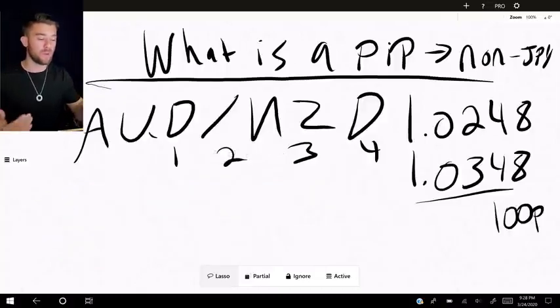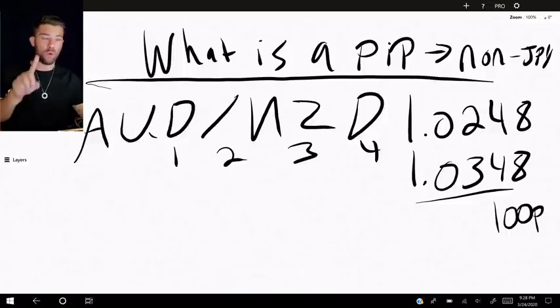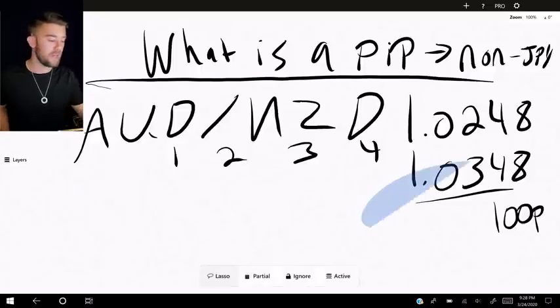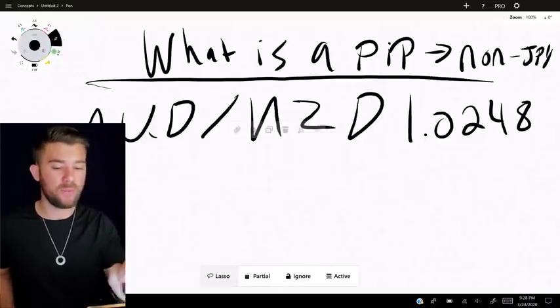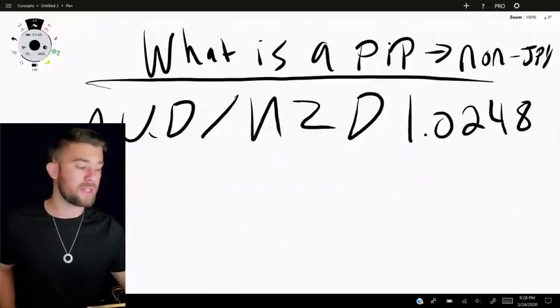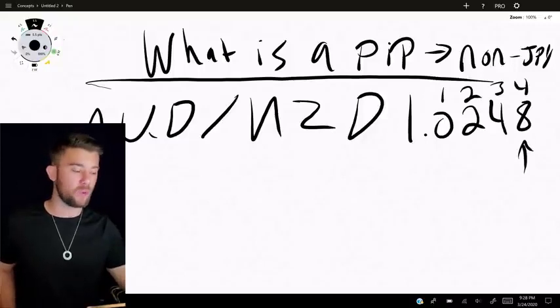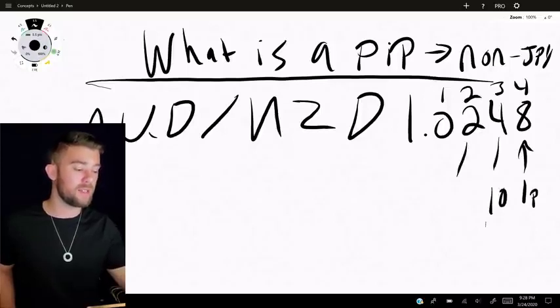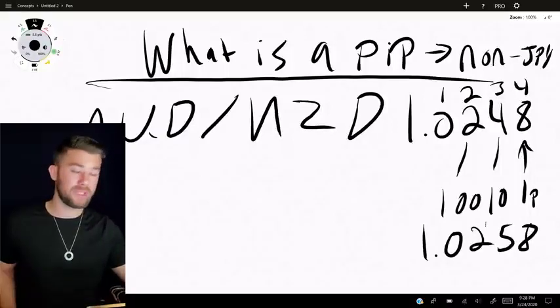And remember, the way we're looking at this is our pip, our 1 pip, is the fourth decimal place away from the decimal, okay? So just as a final review here on non-yen pairs, if we have the fourth decimal place here, this would be 4, right? 1, 2, 3, 4 after the decimal. This is 1 pip. This is the 10s. This is the 100s. So if we move to 1.0258, then we have moved up 10 pips.